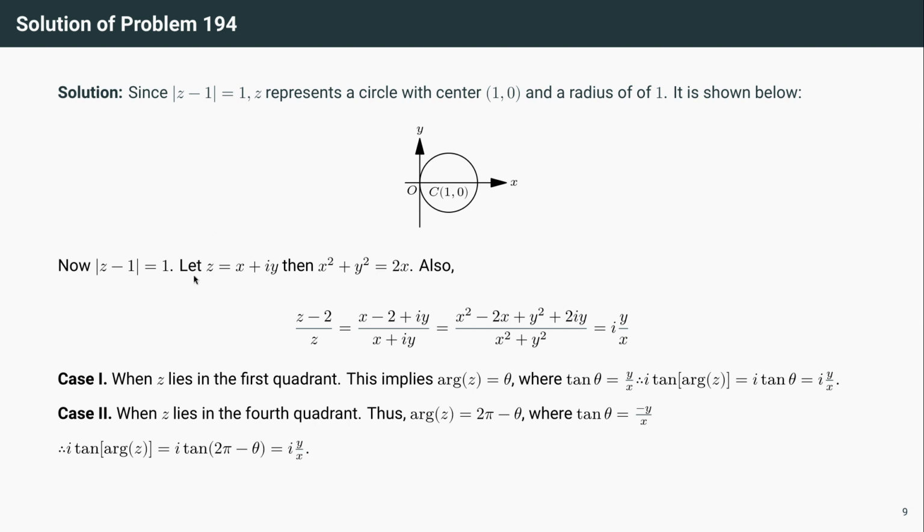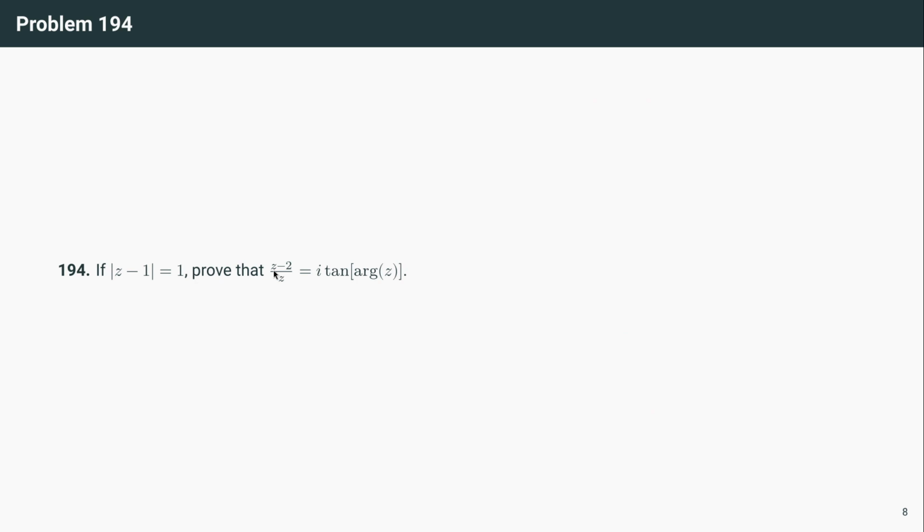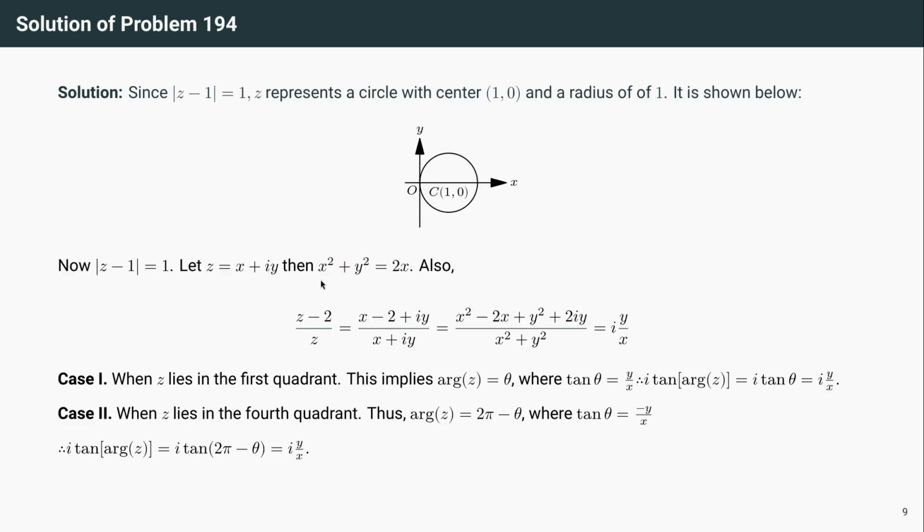Now we let z is equal to x plus iy. So this will become (x minus 1) whole square plus y square is equal to 1. It will give us x square plus y square is equal to 2x. And we are given that (z minus 2) by z has to be found. So we write this as (x minus 2 plus iy) by (x plus iy). Then we rationalize this by multiplying and dividing with x minus iy. So in the numerator we have x square minus 2x plus y square plus 2iy, divided by x square plus y square.